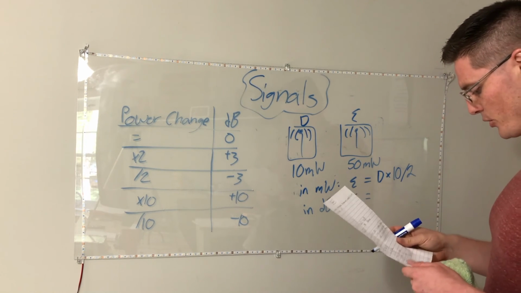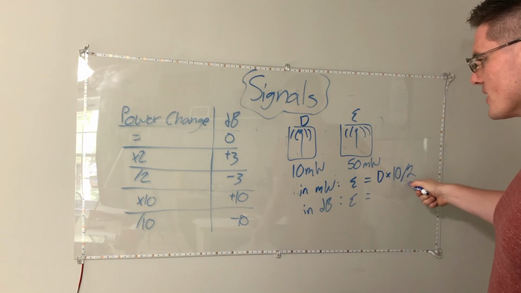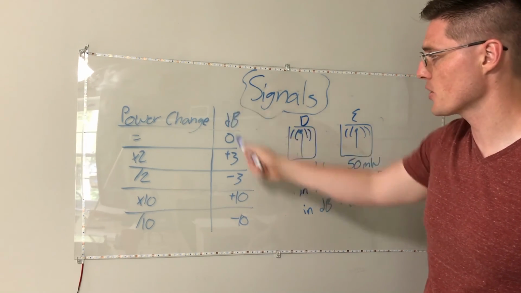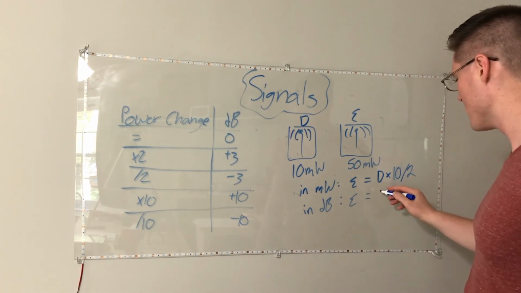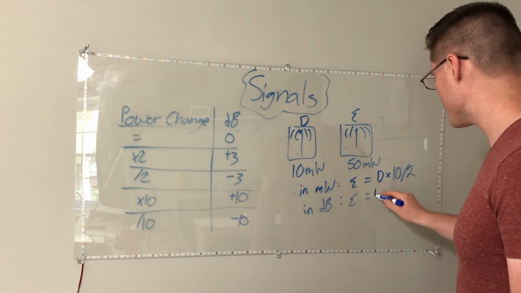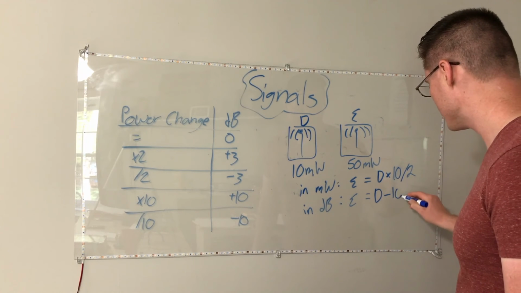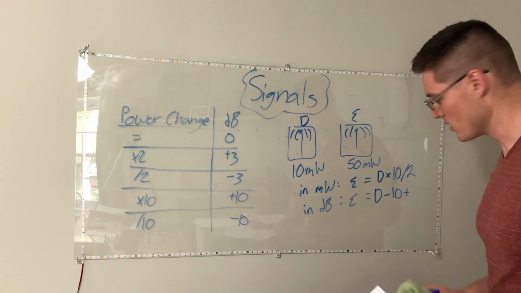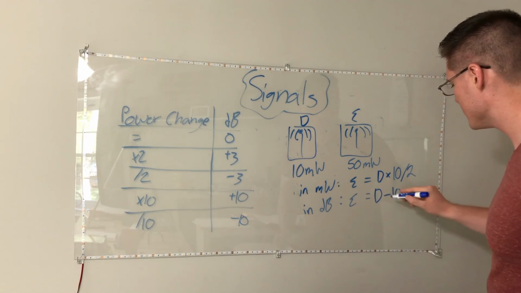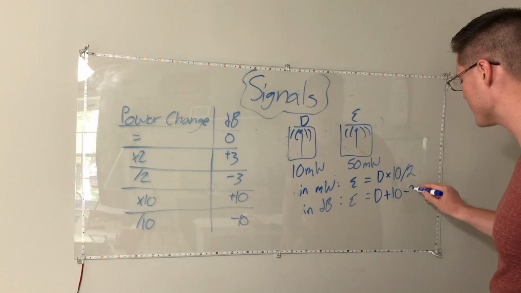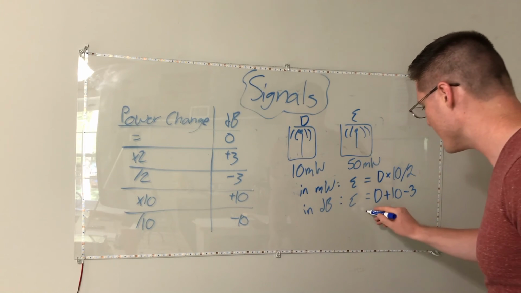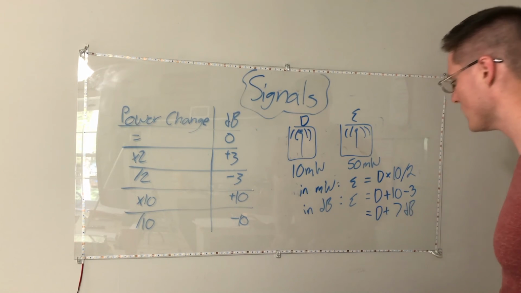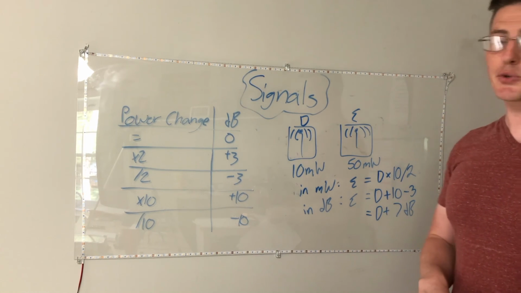And then for decibels, we just take the values that we used and use the rules associated with the decibel change for that antenna. And we say D minus 10 plus, I apologize, D plus 10 minus 3 decibels. And that will equal D plus 7 decibels. And so those are the 2 examples we went through.